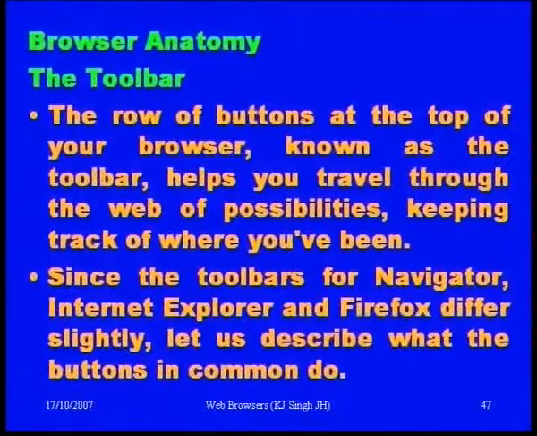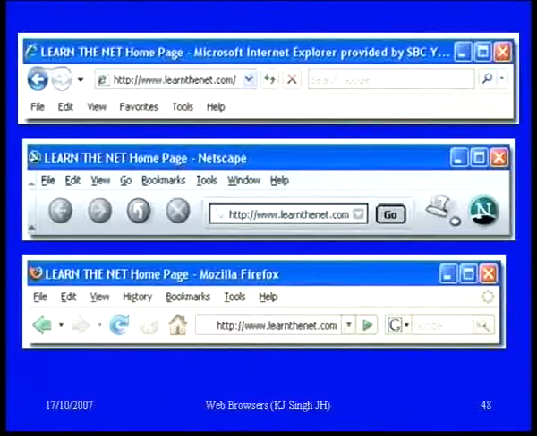Now let us understand the web browser anatomy. You want to get onto the web browser. What you do is go onto the desktop, get onto the icon of the web browser, double click on that, and it will take you to the start page or the first page of the web browser. The row of buttons on the top of the browser, known as the toolbar, is going to help you travel through the web of possibilities, keeping track of where you have been.